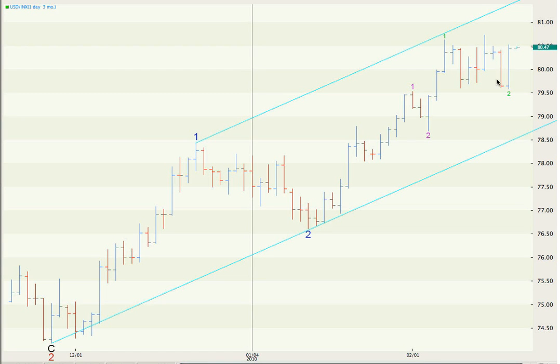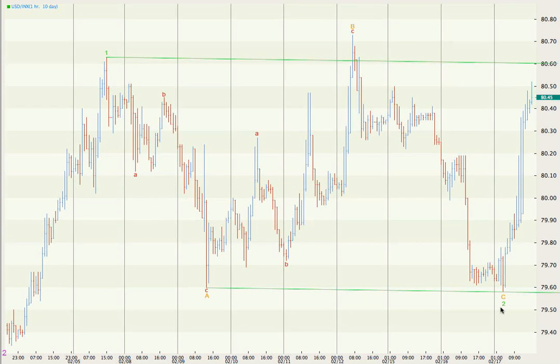I'm going to take you now to an hourly chart where this green 2 and this green 1 are analogous with this green 2 and this green 1. So we're looking now at this recent sideways corrective movement.